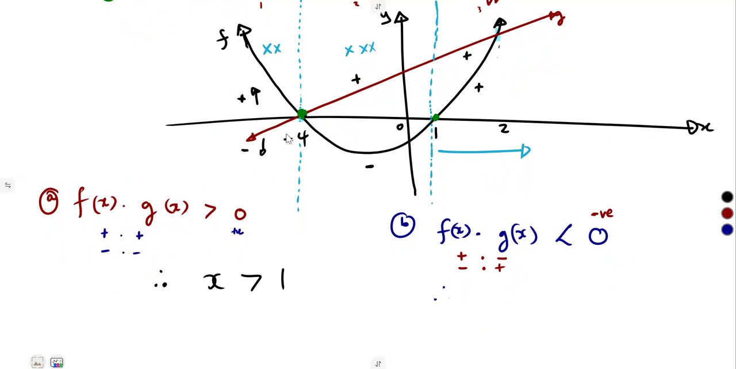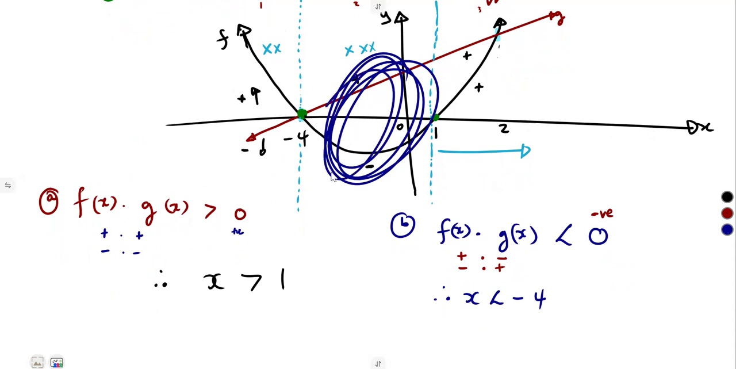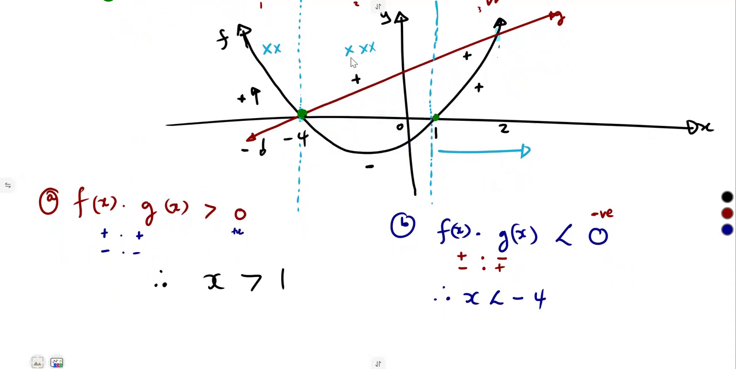X is less than -4, to the left side of what? Of -4. So x is less than -4. If there was an equal to, you would also put an equal to there, but it's not there. But we saw that there's another part also satisfying this condition, in between -4 and -1, the one that failed before. This is positive, this is negative.